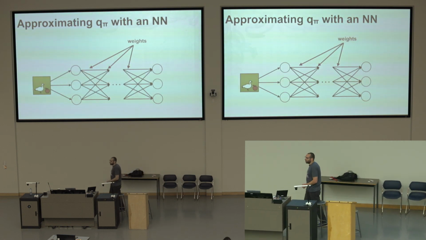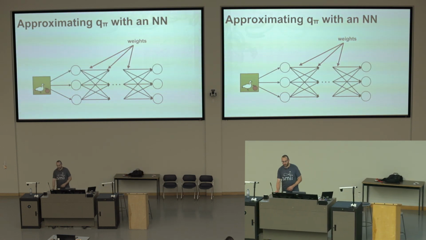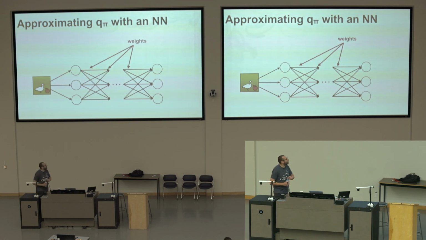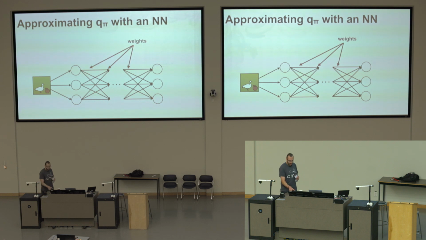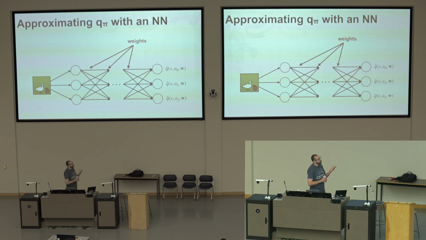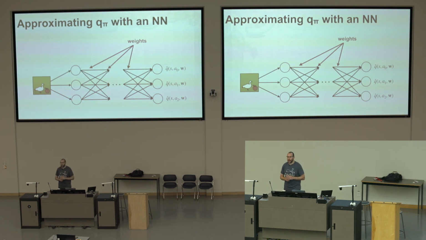And so you can think about a neural network as doing this approximation. So we have this picture, which is the state. So it's maybe an image of a duck and an apple. And then that is passed into a neural network, and the weights of the network are the weight vector that I was talking about. And then the output of this network would just be the estimated action values for each one of the actions.